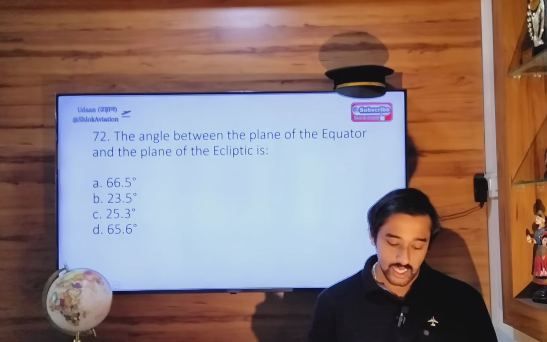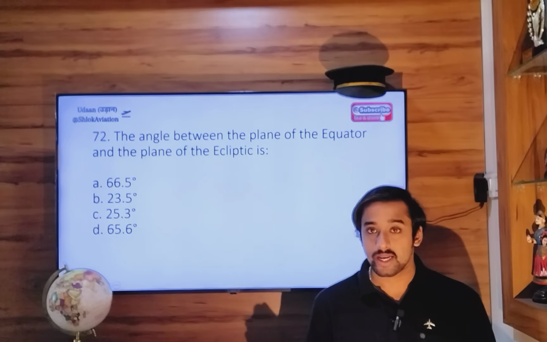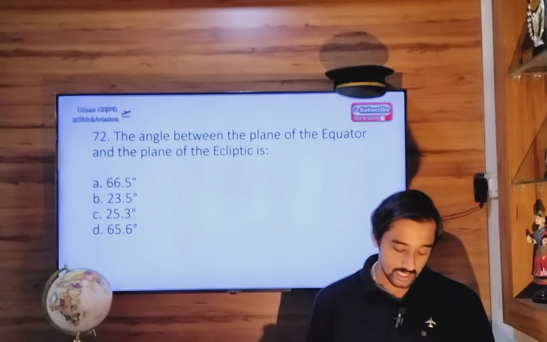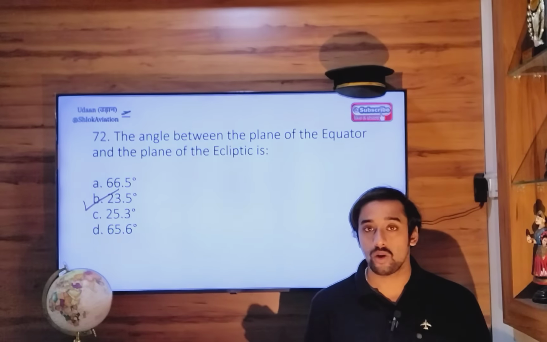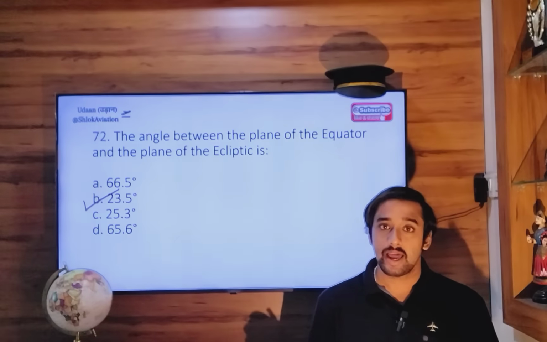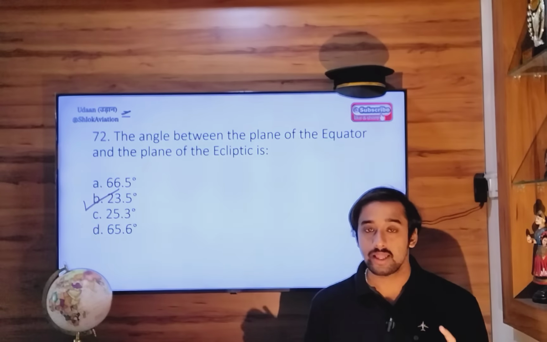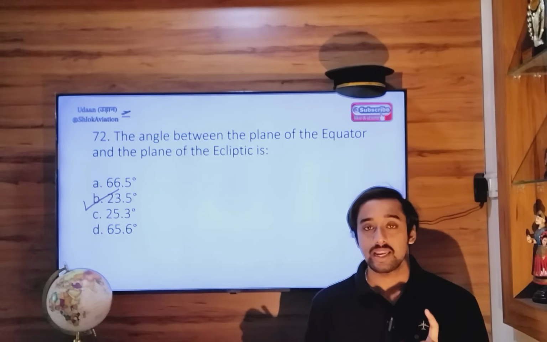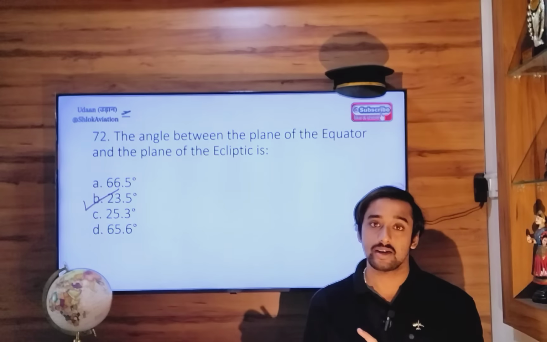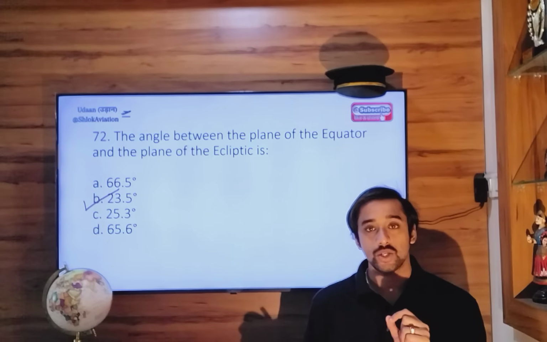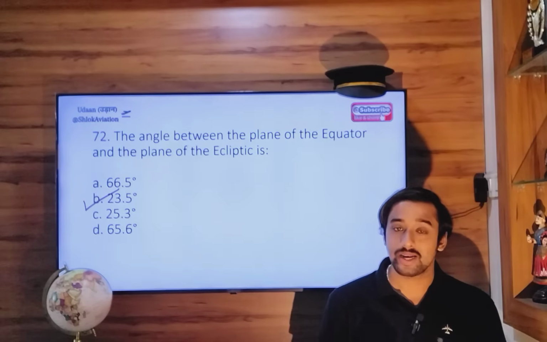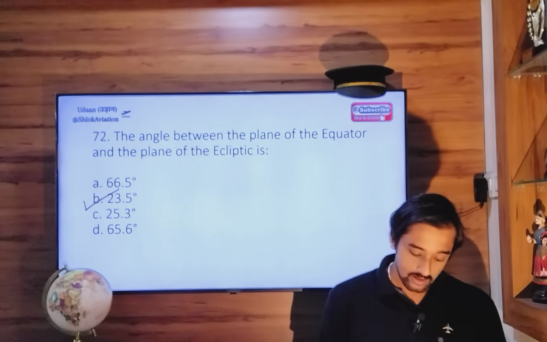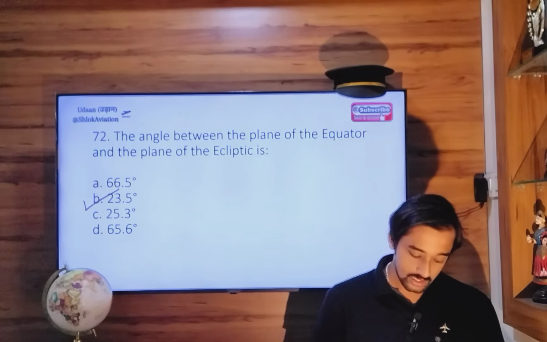Next, the angle between the plane of the equator and the plane of the ecliptic is how much? It is equal to 23.5 degrees. In chapter 1, the angle between the equatorial plane and the ecliptic plane. The ecliptic is nothing but the orbit in which the earth revolves around the sun. So the angle between them is 23.5 degrees. Next.